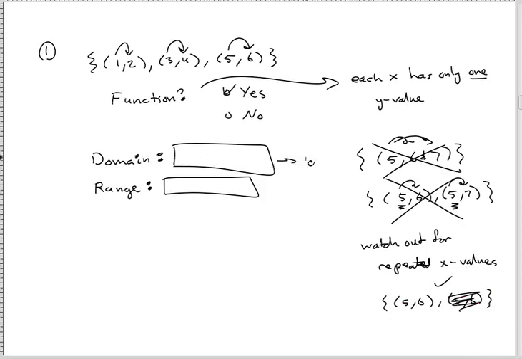So domain and range. Domain are going to be the x values. Range is the y values, and so that's the first and the second numbers. The domain is 1, 3, and 5. Here we got 2, 4, and 6.